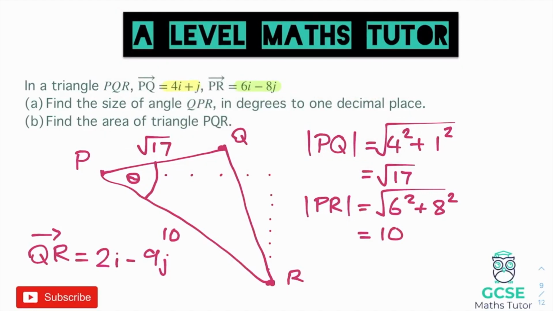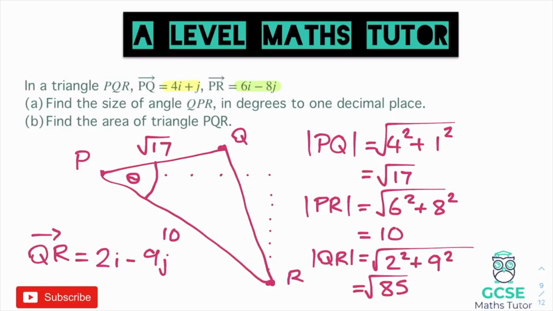So there we go, we've got enough information now to also find the magnitude of Q to R. And we can take the same approach, just using Pythagoras again. So from Q to R, we can do the square root of 2 squared plus 9 squared. 2 squared is 4, 9 squared is 81, so that is 85, or the square root of 85. Right, so we've got all the side lengths now. All we need to do is go about actually finding this particular angle.